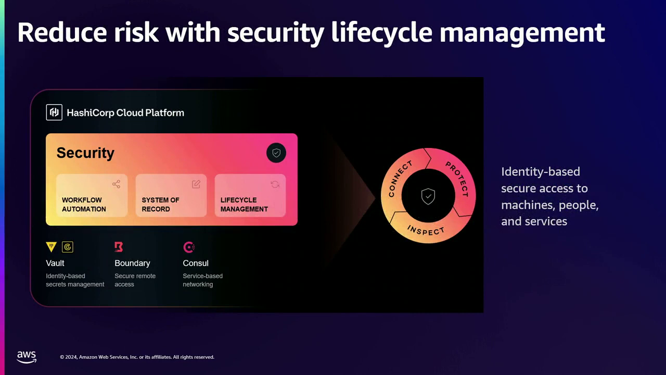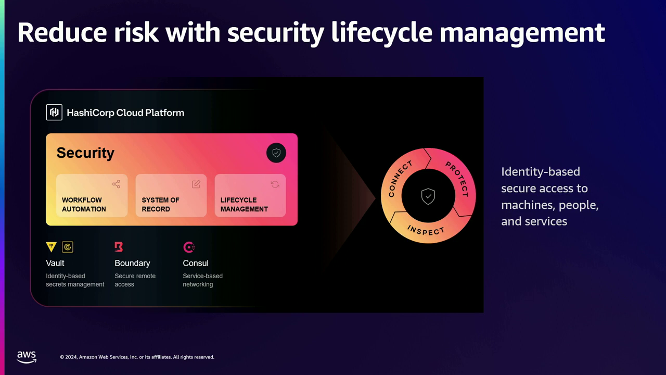So when it comes to security lifecycle management, everything we're going to talk about in this demo runs on the HashiCorp cloud platform. In particular, I'm going to talk about 2 products that are in the HashiCorp cloud platform. The first is Vault. Vault is a secrets manager for identity-based secrets management. And the second is Boundary, which is for secure remote access or secure privileged access management. And I want to talk to you about our approach to security lifecycle management. Pretty simply, we call it protect, inspect, and connect.